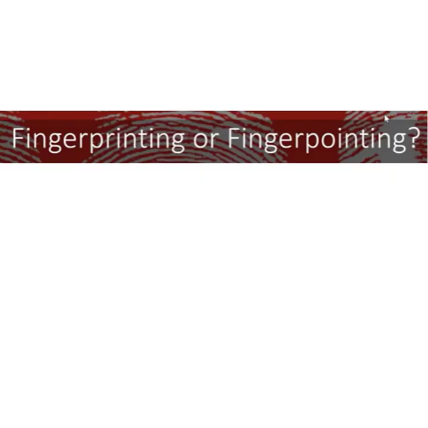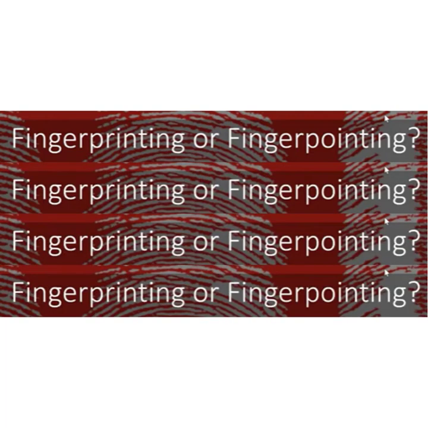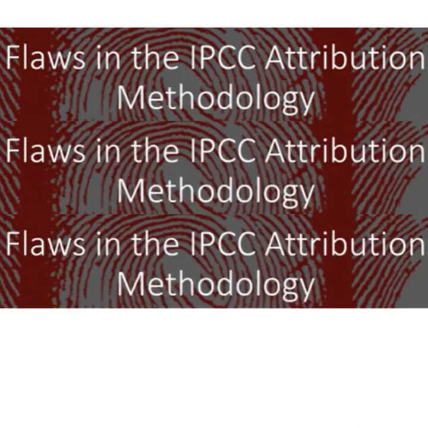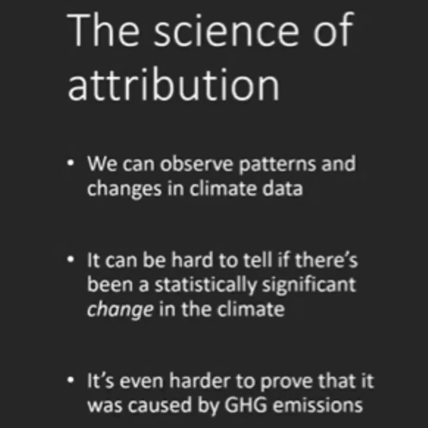My talk today is on the fingerprinting methodology that the IPCC has been using and climate scientists have been using for a long time to connect greenhouse gases to observed climate change. What that comes down to is a statistical question. Is there a statistically significant change in the climate? And if there is, can we say anything about the cause?